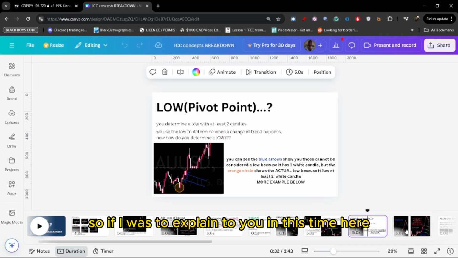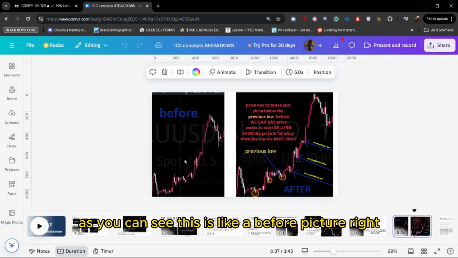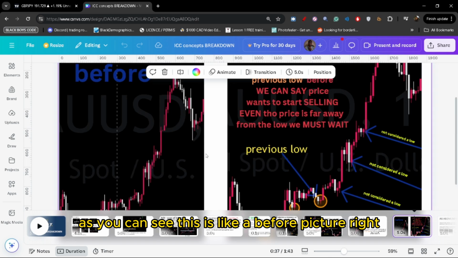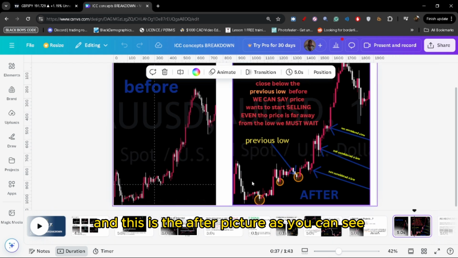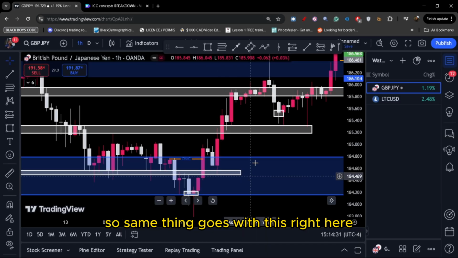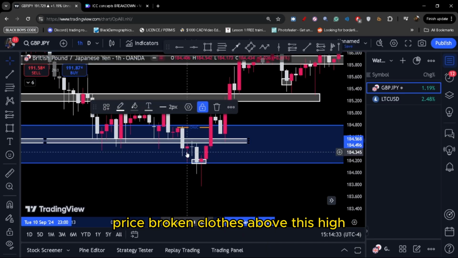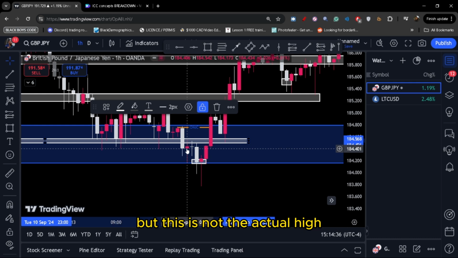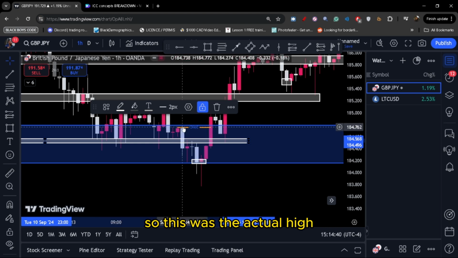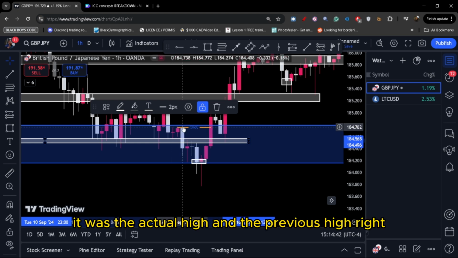So if I was to explain it in these terms, as you can see, this is like a before picture, and then this is the after picture. As you can see, these cannot be considered a low because they have only 1 sell candle, but these can be considered a low because they have at least 2 sell candles here, right? Same thing goes with this right here. Price broke and closed above this high, but this is not the actual high because it has only 1 buy candle, right? So this was the actual high, and not just the actual high, it was the actual high and the previous high.